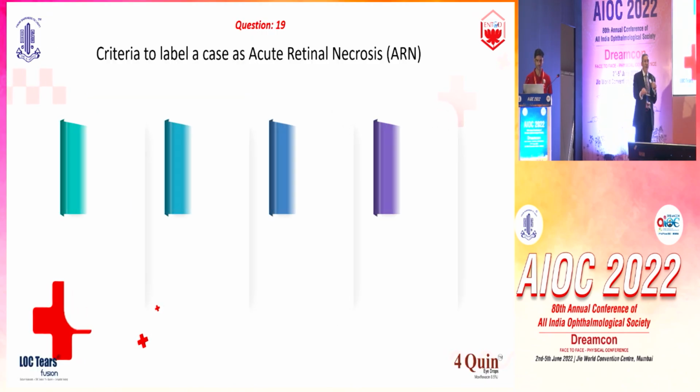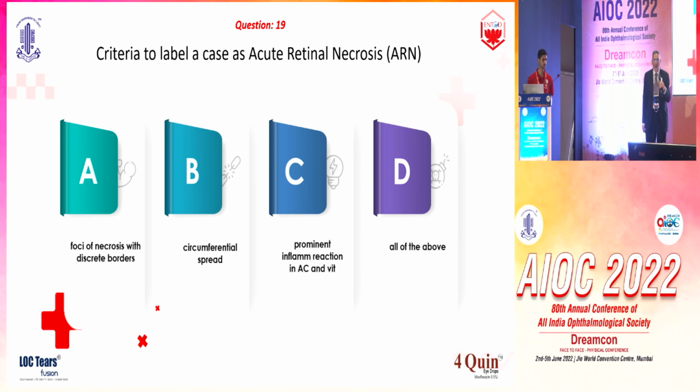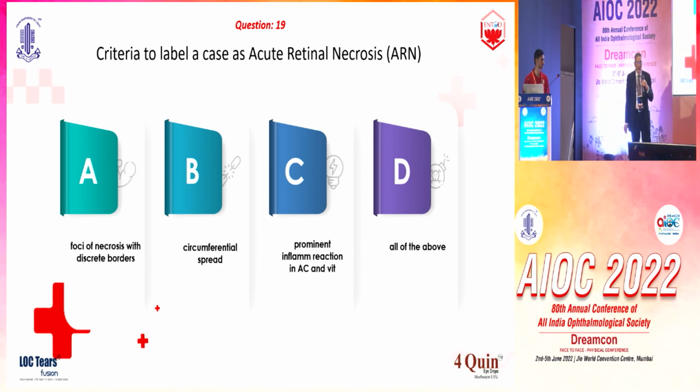When would you label a patient as having acute retinal necrosis or ARN? If there are foci of necrosis with discrete borders around, or if there is a circumferential spread, or if there is a prominent inflammatory reaction both in the anterior chamber and in the vitreous, or all of the above. I would go for all of the above actually, because in acute retinal necrosis everything keeps getting worse. Let's go for the answer. The time starts now.